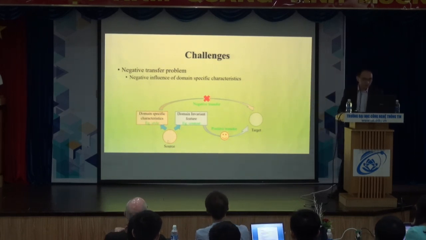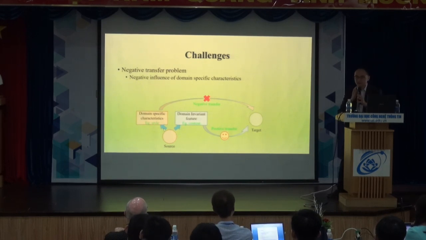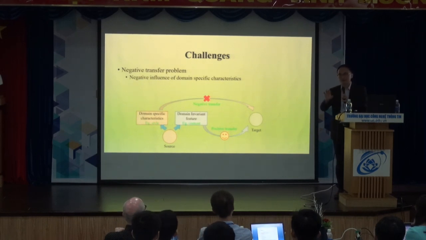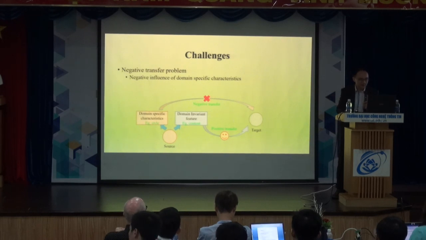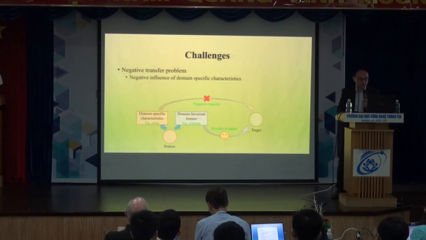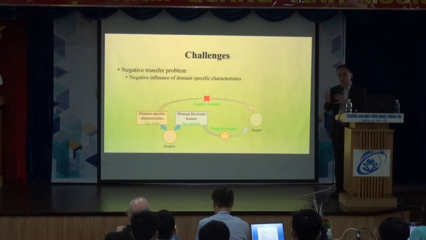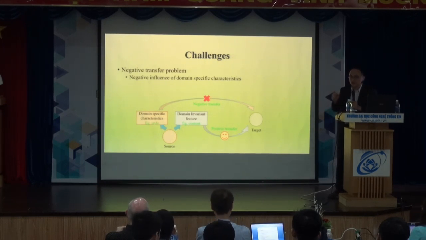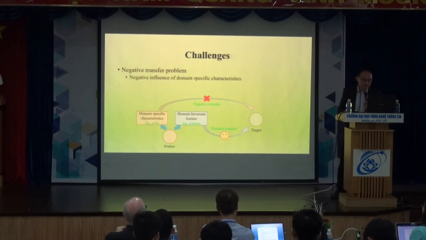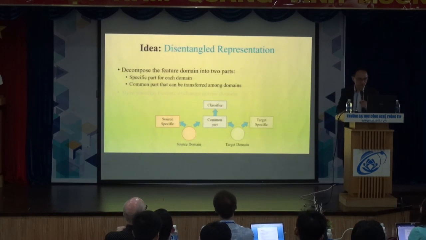because eventually these two domains, source domain and target domain, are different. So in the source domain, some information is specific to the source. Some part is common, which can be shared between the source part and the target part. For the common part, you can transfer. This is what we call domain invariant feature. We can transfer it, no problem. But if you transfer the specific part, this part does not belong to the target. You transfer it, you will bring the wrong information to the new domain or the new model. So it's what we call negative transfer.